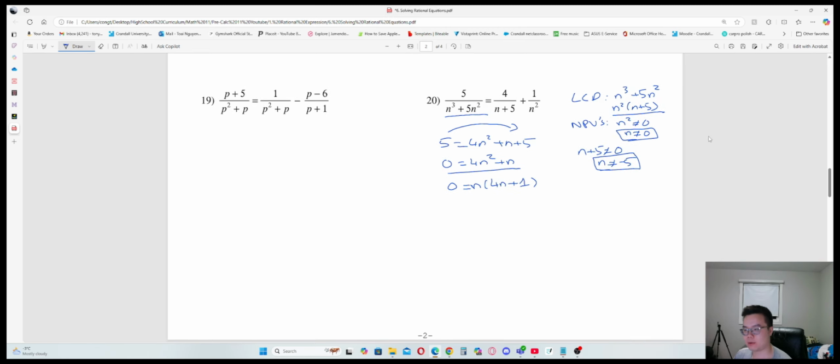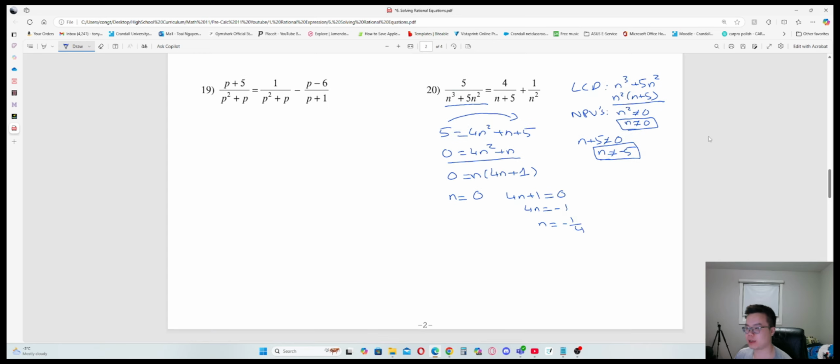Then I will solve for n, so n is equal to 0. And then I have 4n plus 1 equal to 0. Then I will have 4n equal to negative 1. Then n equal to negative 1 over 4. So in this case, we have two answers. We need to double check which one is extraneous and which one is a solution. So this is where you need to plug in to check your answer.